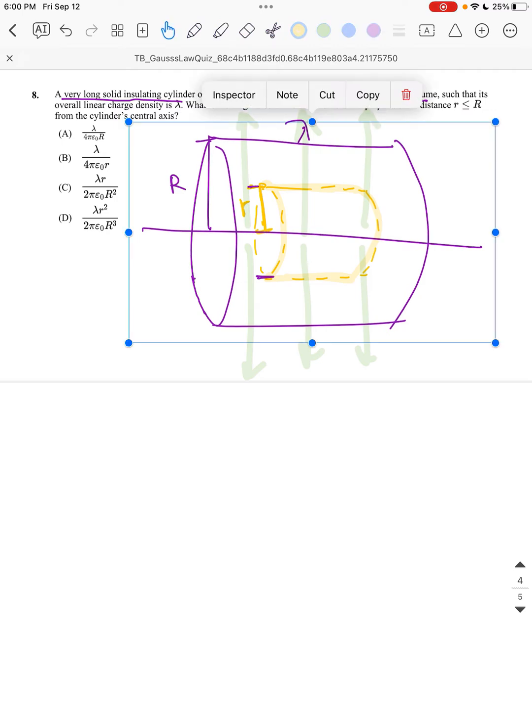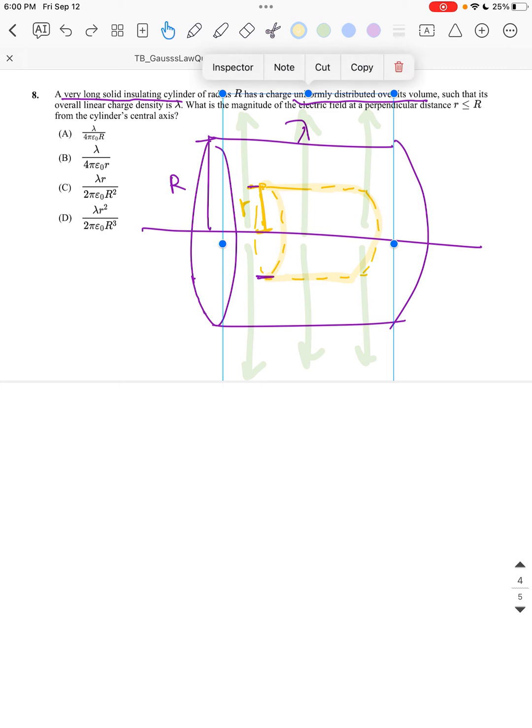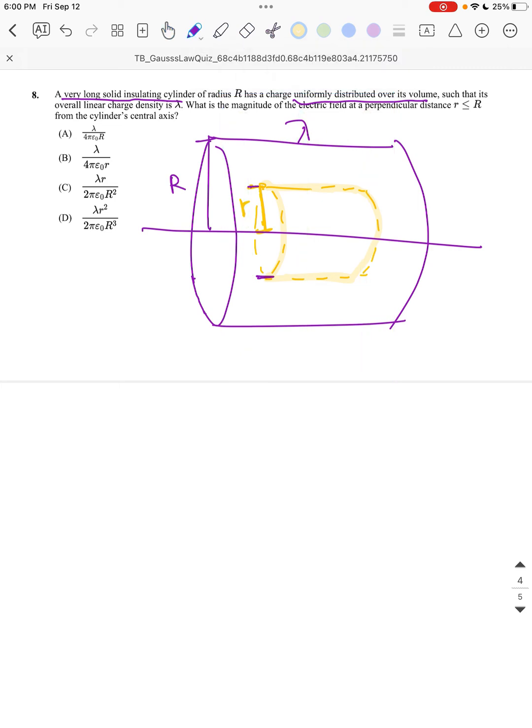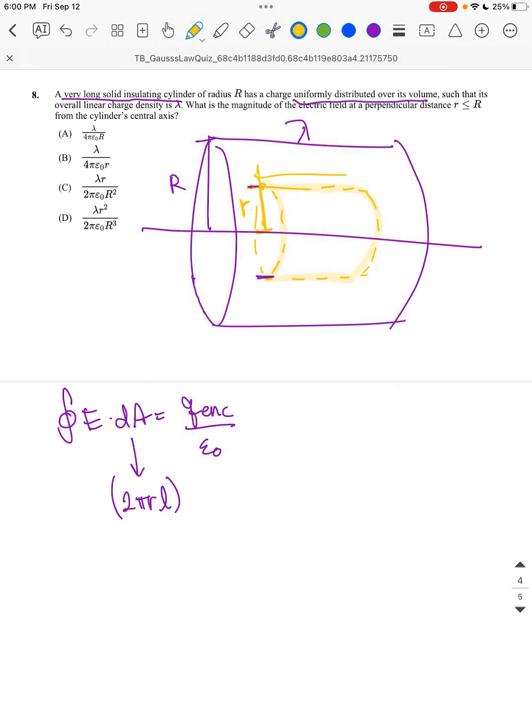So let me just clear out, whoops, that's the wrong one, all these lines here and start writing my Gaussian expression. And I have decided that I want the area of the curved part, which is 2 pi r L. And again, L is just this distance here. I have decided that's how short I want my cylinder to be. It's just a constant. Okay, now we need to figure out what's the charge enclosed.